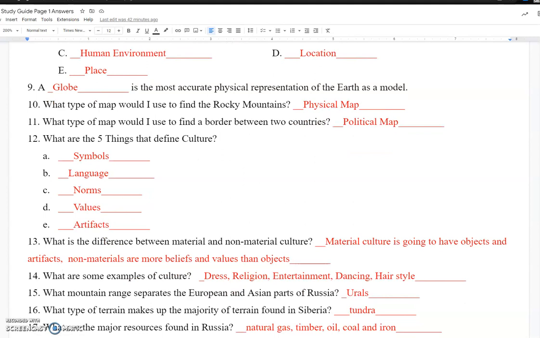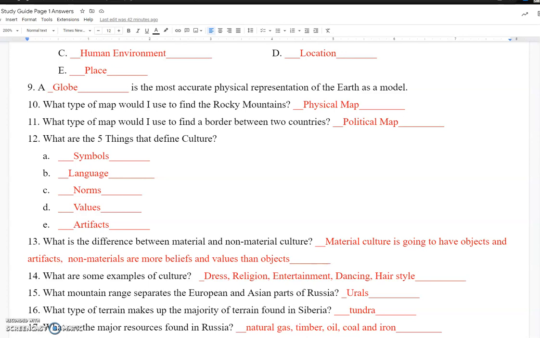Number 10, it's asking what type of map would I use to find the Rocky Mountains? Again, I'm looking for something physical, something that I would actually be able to see, so that would be a physical map. 11, what type of map would I use to find a border between two countries? Again, I'm not going to be able to see this as a painted line, so it's a political map.